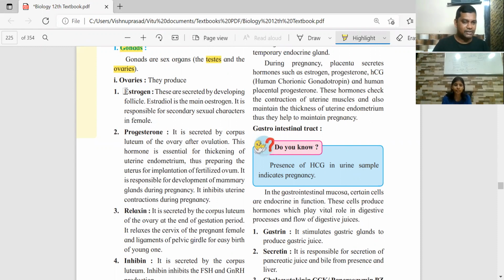The first hormone is estrogen. That's the female sex hormone, and the most potent estrogen is estradiol. These are steroid hormones. They are responsible for secondary sexual characters in females. What is a secondary sexual character? Those external characteristics which are associated with only females. Less hair on the face, less chest hair, delicate muscles, delicate body. They are all secondary sexual characters.